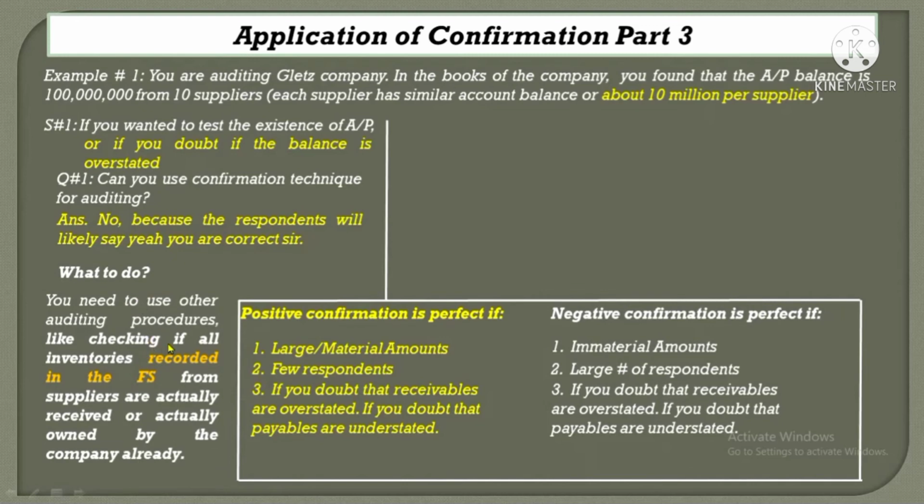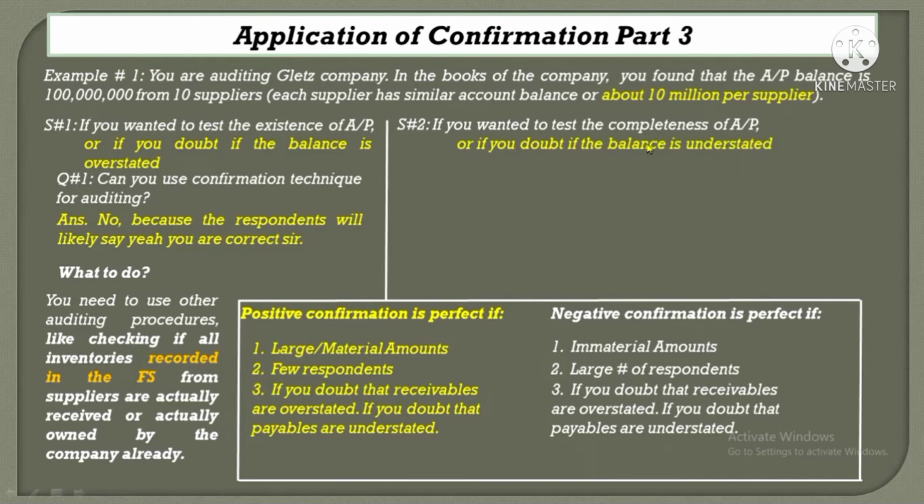For example, checking if all the inventories recorded in the financial statements from the suppliers are actually received or actually owned by the company already. Because sometimes you can record purchases, debit, and accounts payable, credit, even if the title for such goods is not yours yet.